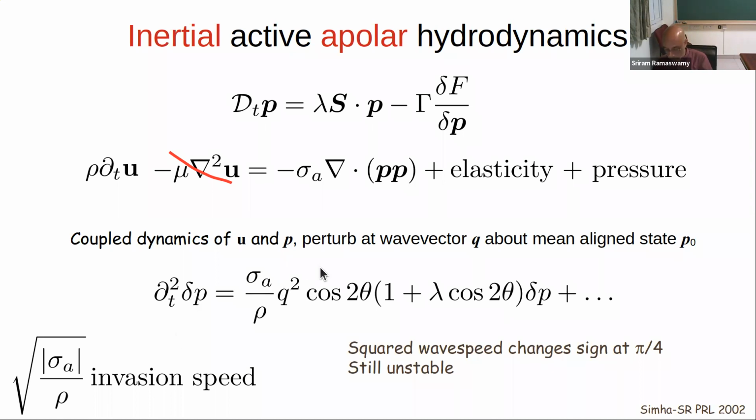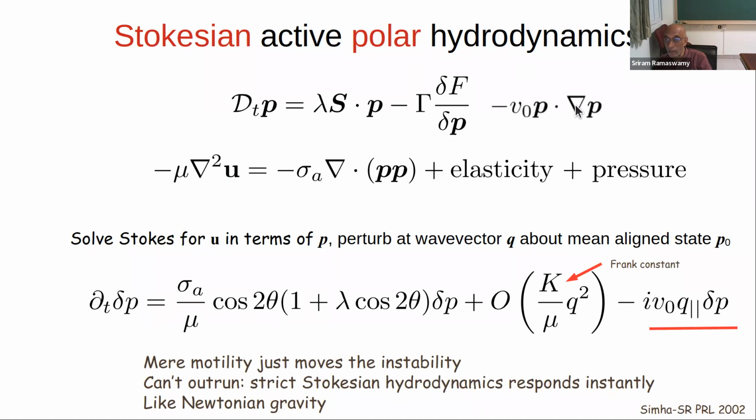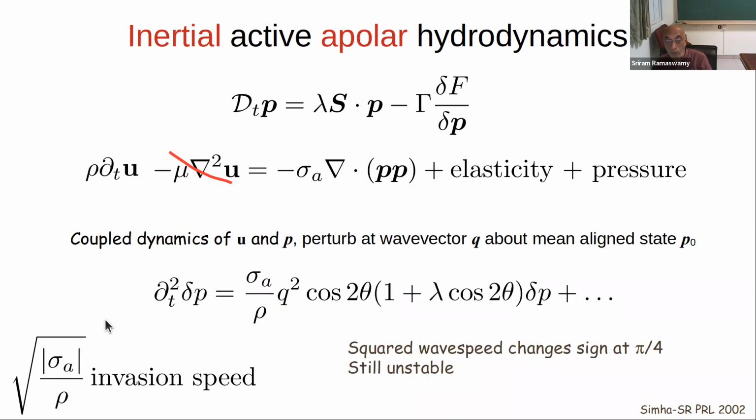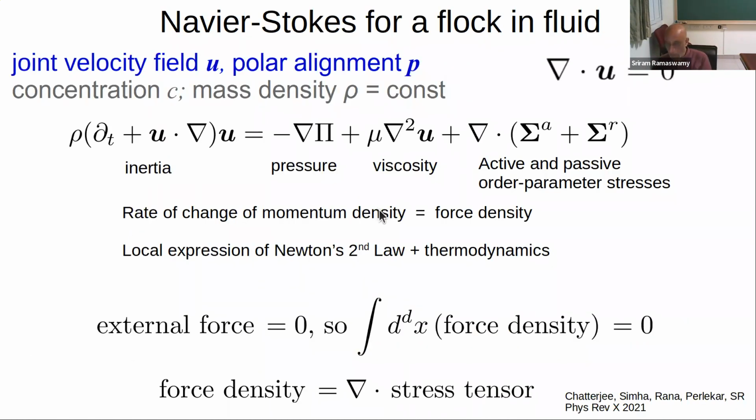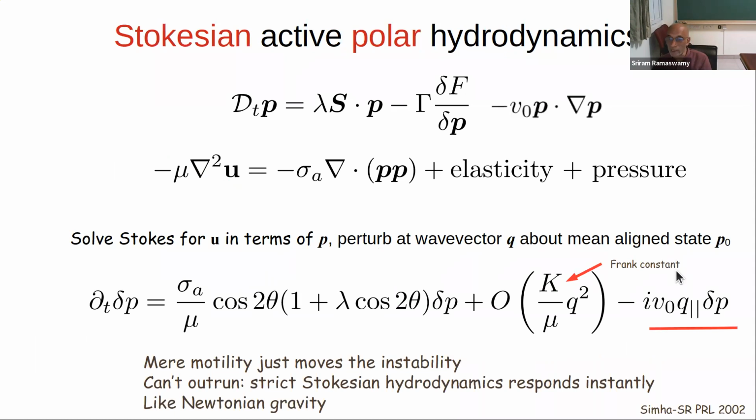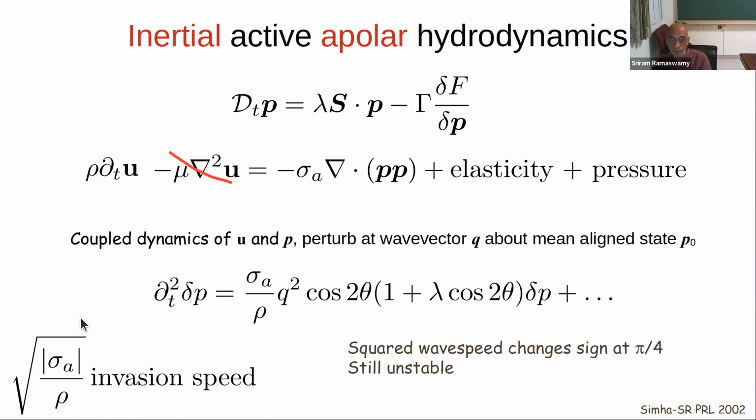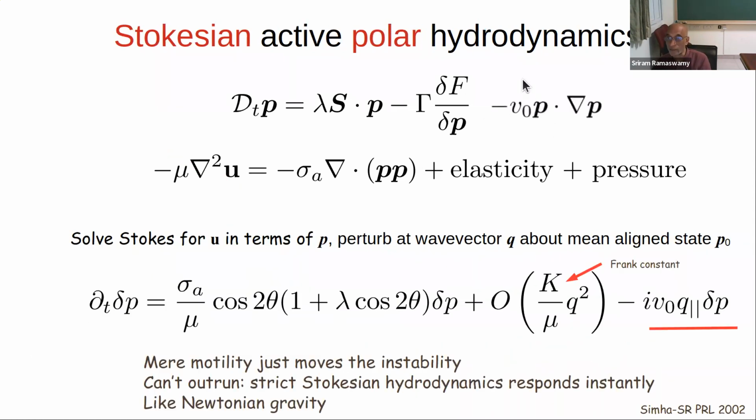So now you can ask, if I combine this and this, remember, motility has a speed, V0. I've now argued that the active instability, when unsteadiness is included and viscosity is forgotten, has a speed, an invasion speed, root sigma over rho. Let's put those together. So maybe what will happen is that the ratio of this speed and this speed will matter.